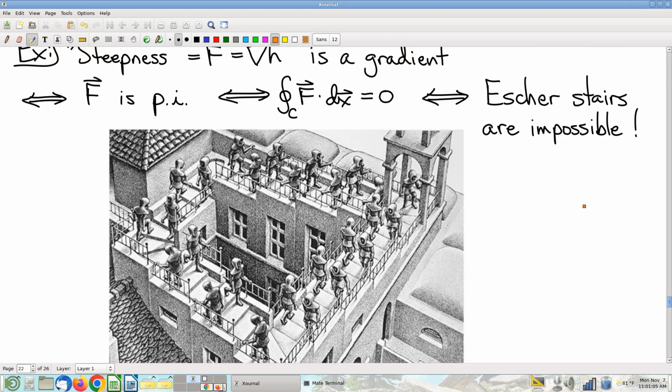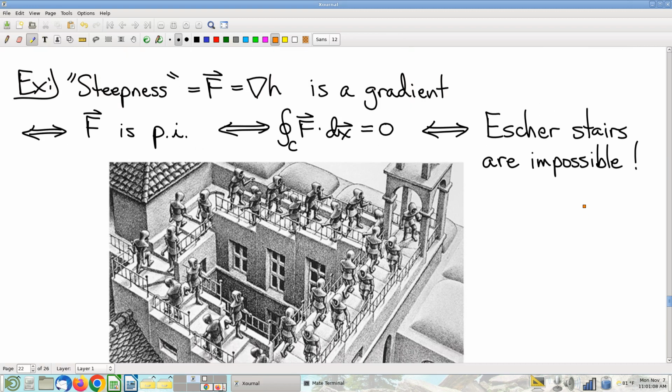All right. Here's an example of this. I want to consider a vector field that represents what I'm going to call steepness. If you're on the side of a mountain or a hill or what have you, wherever you might happen to stand, you can talk about the vector field describing which way is uphill and how steep it is. So this is what I'll call the steepness vector field. And of course, we already know what the steepness vector field is. It's the gradient of the altitude function. Chapter 2 discussion.